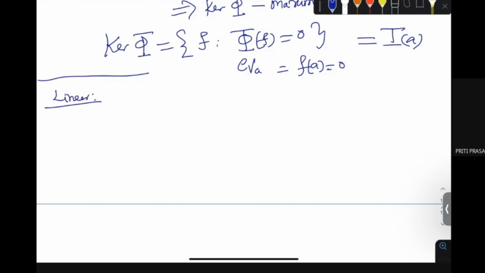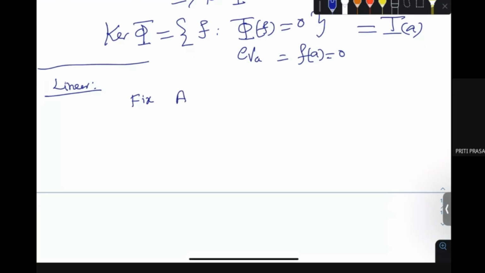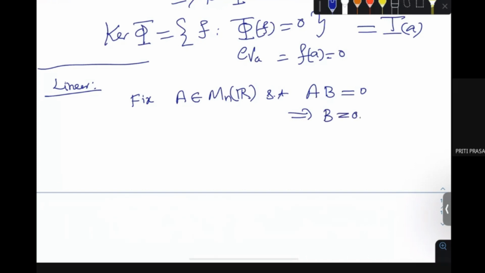In linear algebra, there is a beautiful question from CSIR. A belongs to M_n of R, which has a property such that AB equal to 0 implies B is 0. That is, whenever you multiply A with B and get 0, you will get B equal to 0. Prove that. I'm not writing the exact wording.